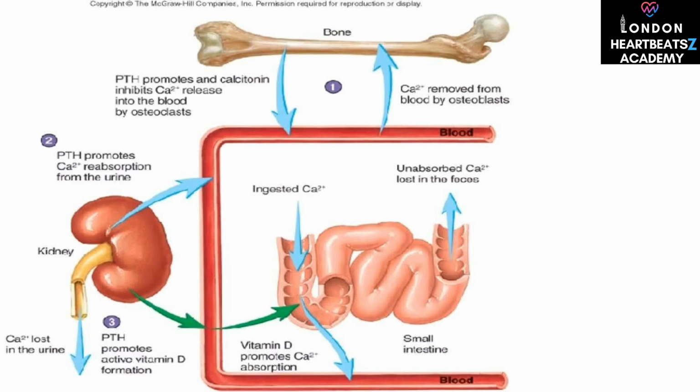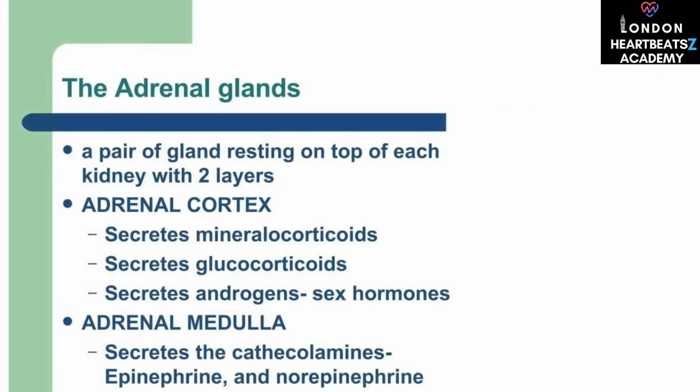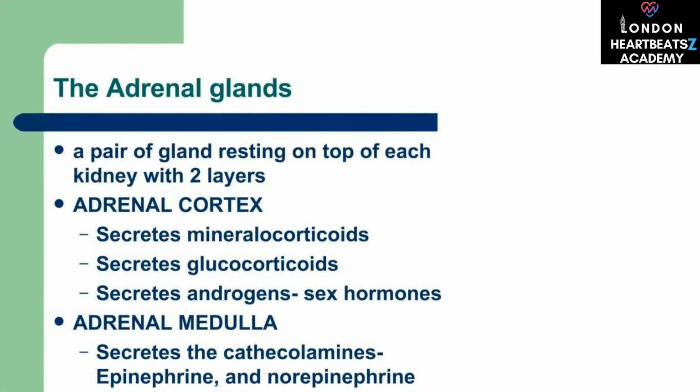It promotes calcium release from the bone, reabsorption from the urine in the kidney, and promotes vitamin D formation to increase calcium absorption in the small intestine. The adrenal glands are a pair of glands resting on top of each kidney, with two layers, the adrenal cortex and the adrenal medulla. The cortex secretes mineralocorticoids, glucocorticoids, and androgens. The medulla secretes the catecholamines, epinephrine, and norepinephrine.